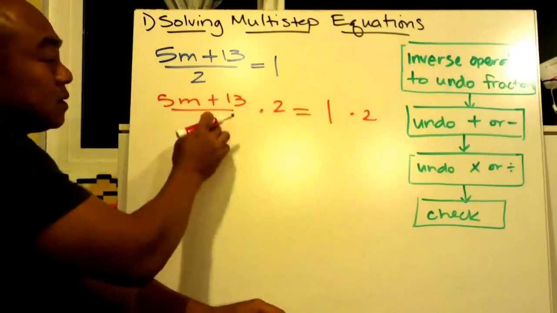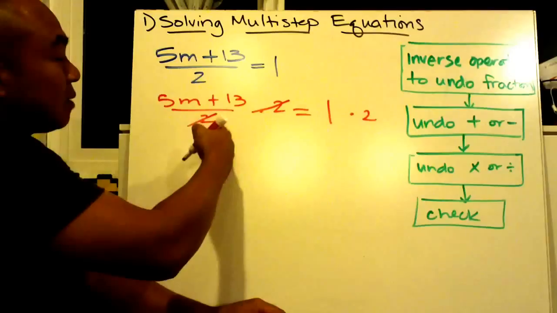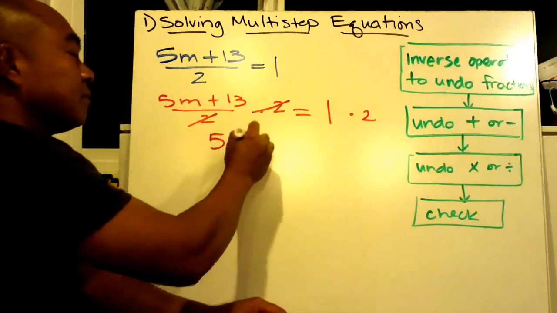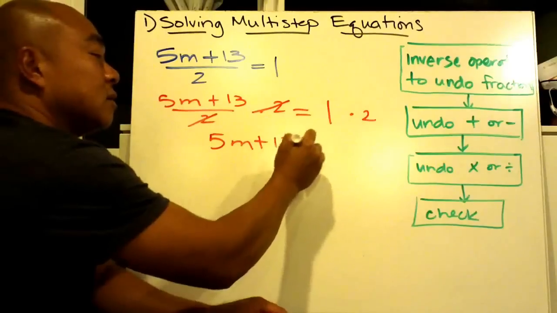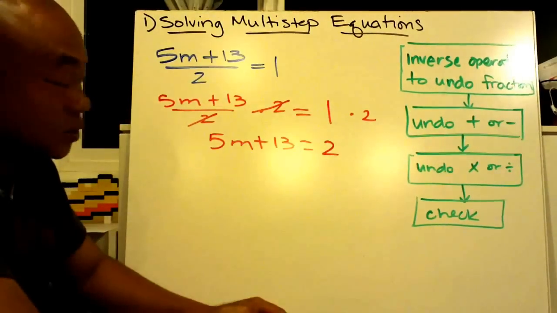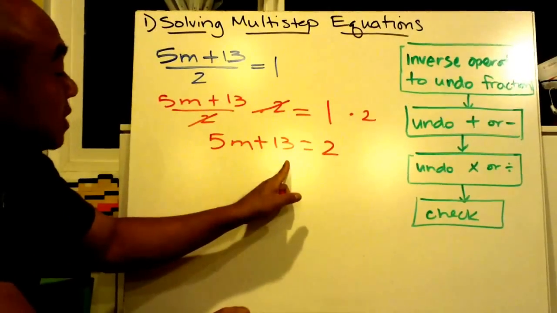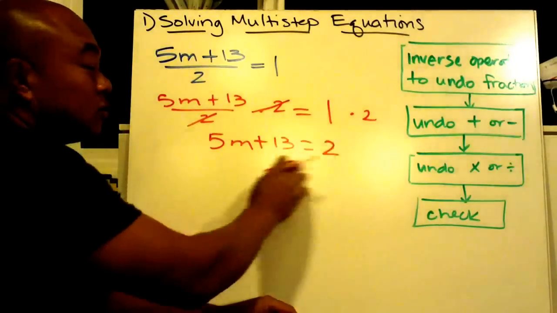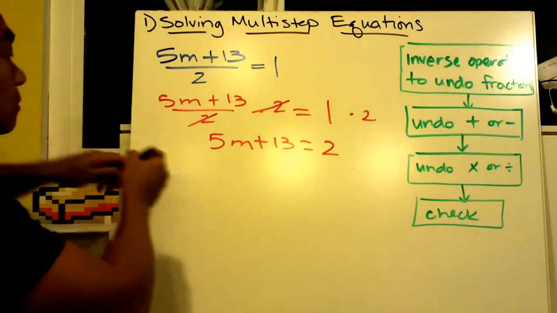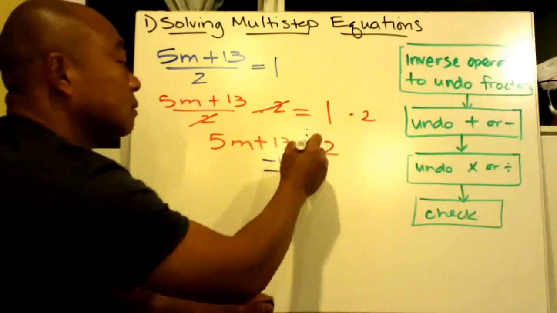So this and this right here becomes 1. If that becomes 1 and you multiply that by 1, you now have left 5m plus 13. On this side we have 1 times 2, and we have 2. So now you have a basic two-step equation. We're going to undo plus or minus first, so I'm going to subtract 13 from both sides.